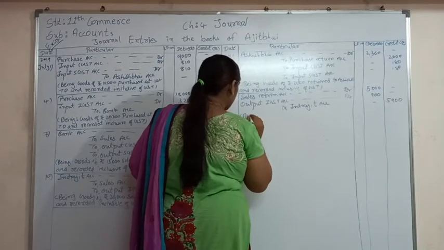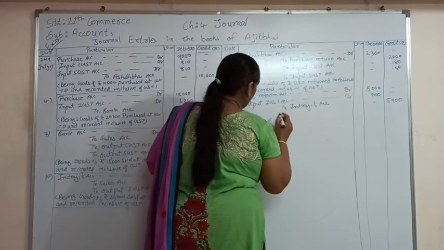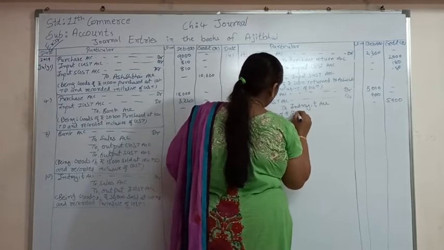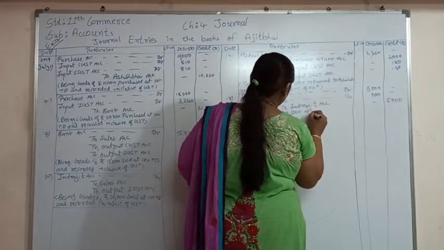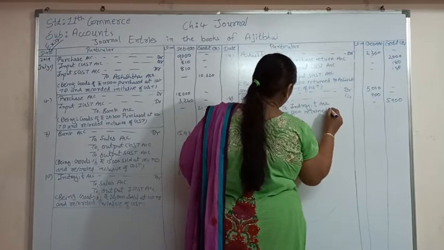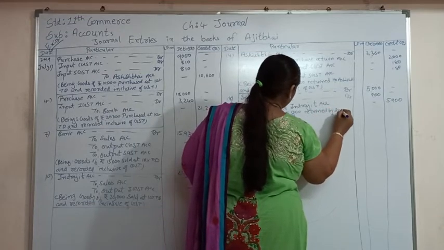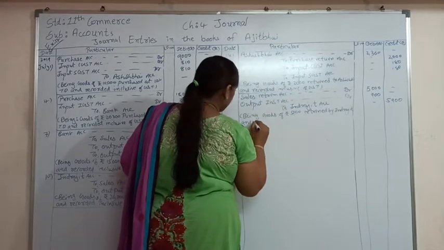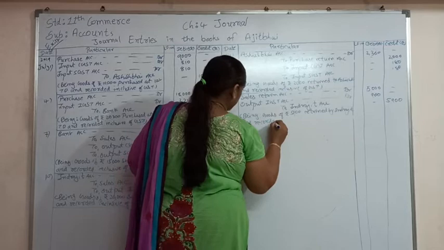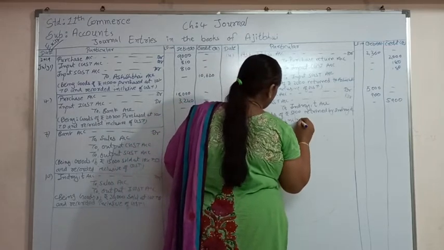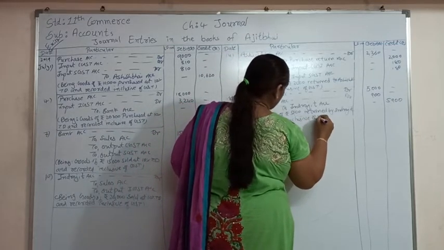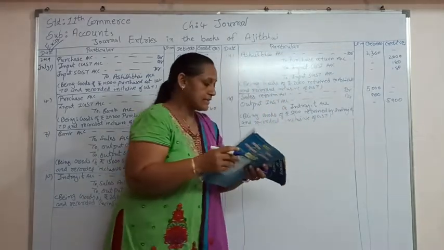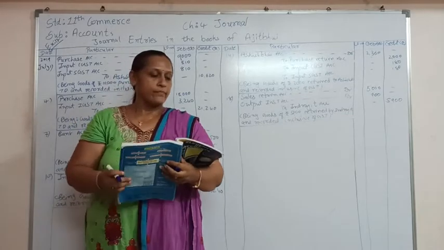Being goods of rupees 5,000 returned by Indrajit and recorded inclusive of GST. For that, now let's see the next transaction on date number 20.